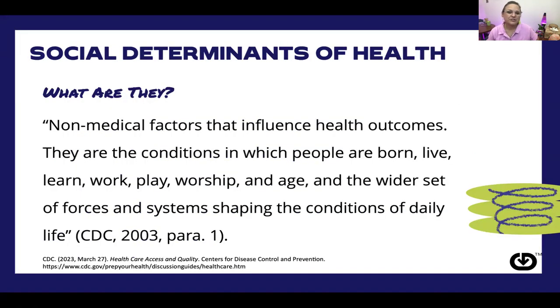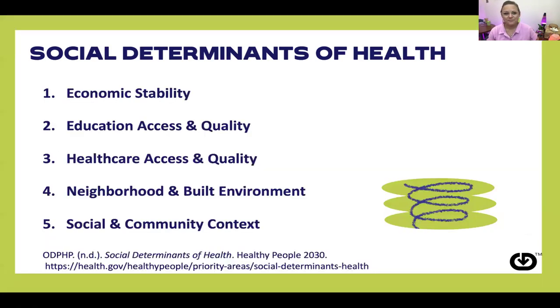According to the CDC, social determinants of health are non-medical factors that influence health outcomes. They are the conditions in which people are born, live, work, learn, play, worship, and age, and are the wider set of forces and systems shaping the conditions of daily life. Specifically, there are 5 social determinant of health categories: economic stability, education access and quality, healthcare access and quality, neighborhood and built environment, and social and community context. In this video, we're going to break down each one of these social determinants of health. So make sure you're taking notes as we go along.